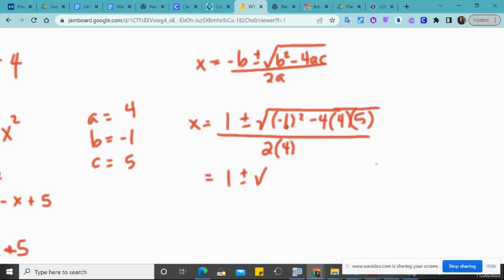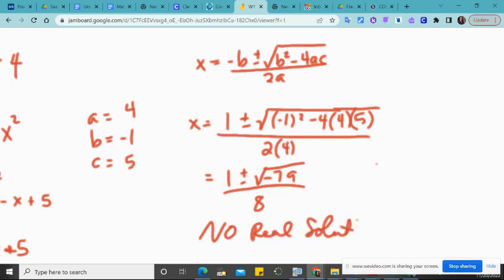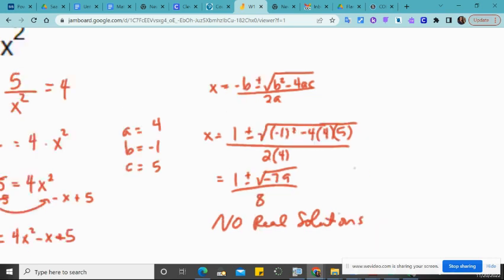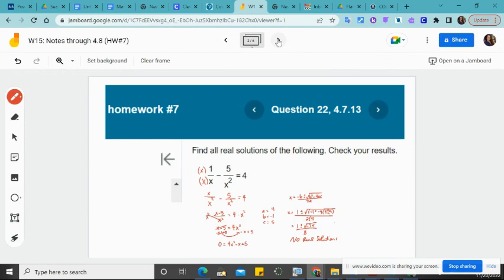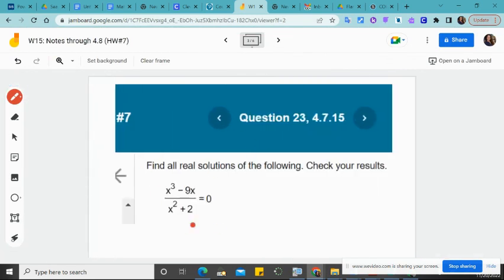No, that's definitely this 1 minus a big number. So, I could have stopped right there when I realized they're only asking for real solutions, and we have to take the square root of a negative number. So, no real solutions. Basically, it's not possible to do this with real numbers. Okay? All right. Next.